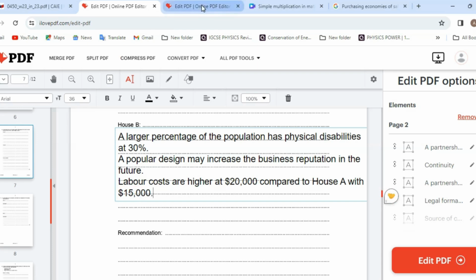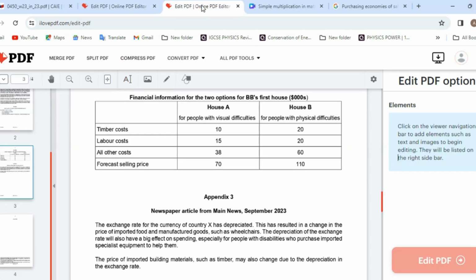Okay, what other thing do we have? Yes, we also have the forecasting selling price too. It is higher in house B than house A.